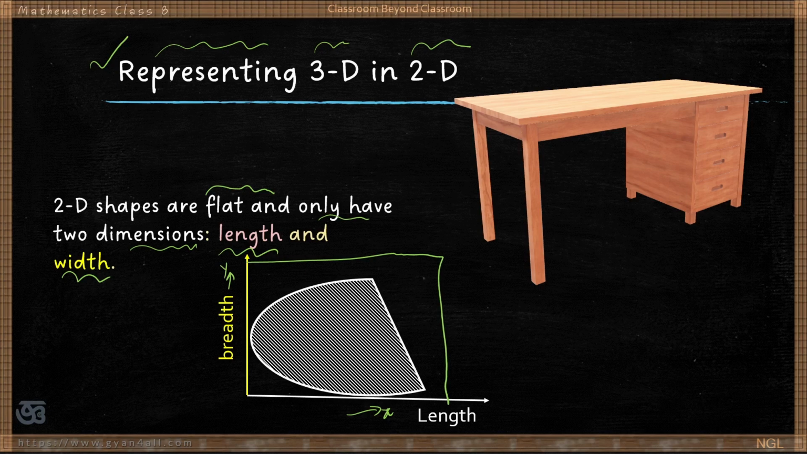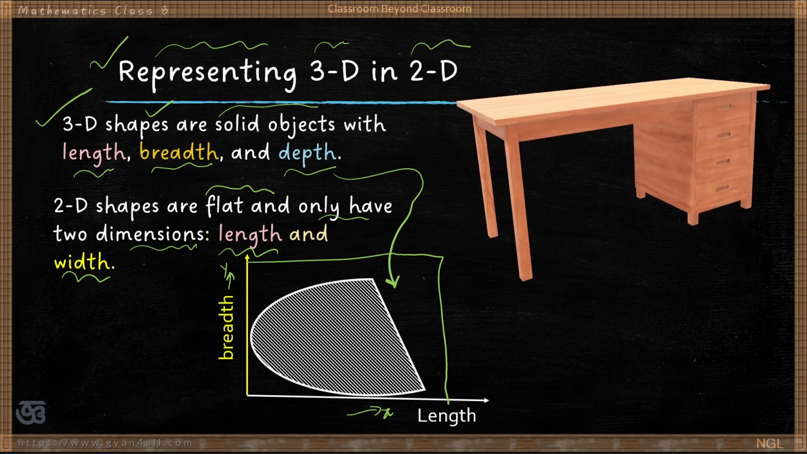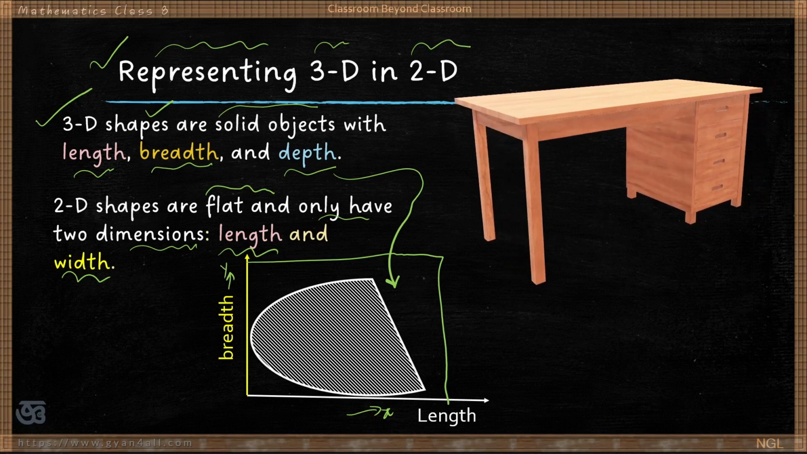How can we represent a 3D object or 3D shape in a 2D plane? A 3D shape is a solid object which has length, breadth and depth. But in a 2D plane, there are only 2 dimensions. Still, we have to show these 3 dimensions in a plane itself. Now see, this table is a 3D object and we are representing it in a 2D plane, but we can perceive it as a 3D object also.